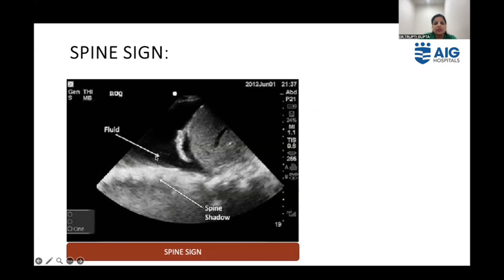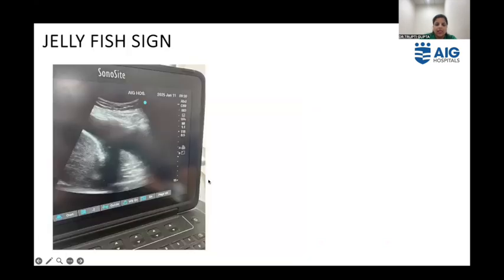Usually, because of the presence of the lung and the air inside it, we will not be able to see the thoracic spine in any patient. But if the patient is having fluid, we can easily see the thoracic vertebrae here. This is the spine shadow, or the spine sign. The second one is the jellyfish sign. This is the atelectatic lung, which looks like a tentacle of a jellyfish, and it moves with every breath of the patient, and this is the pleural effusion.